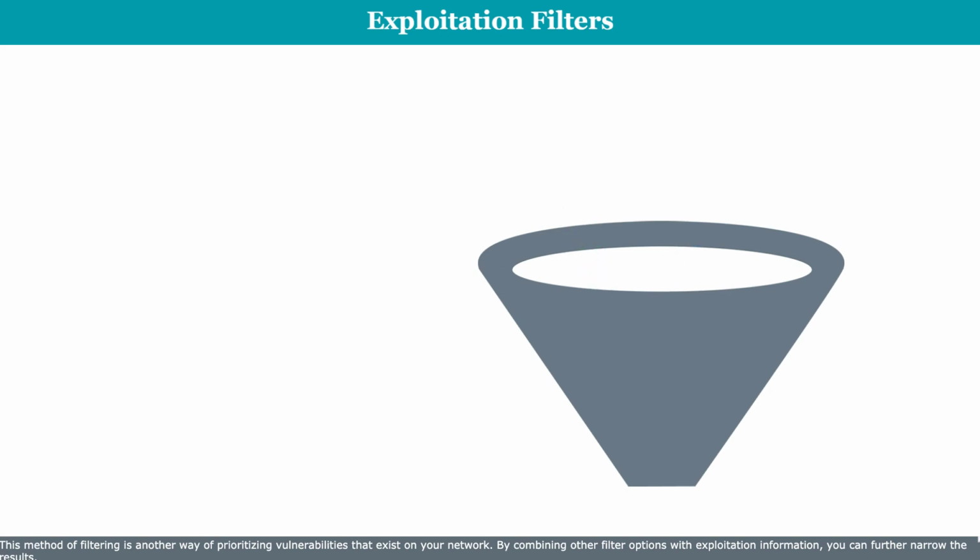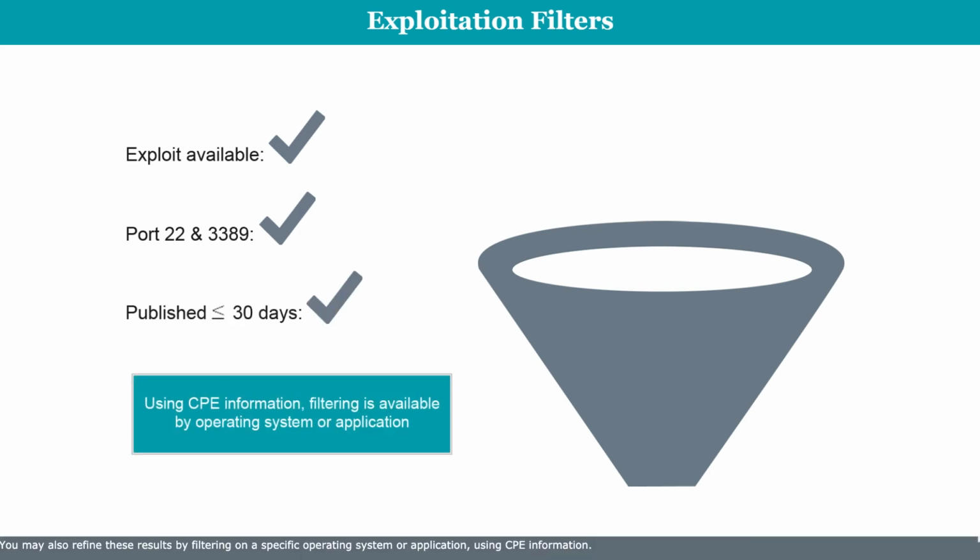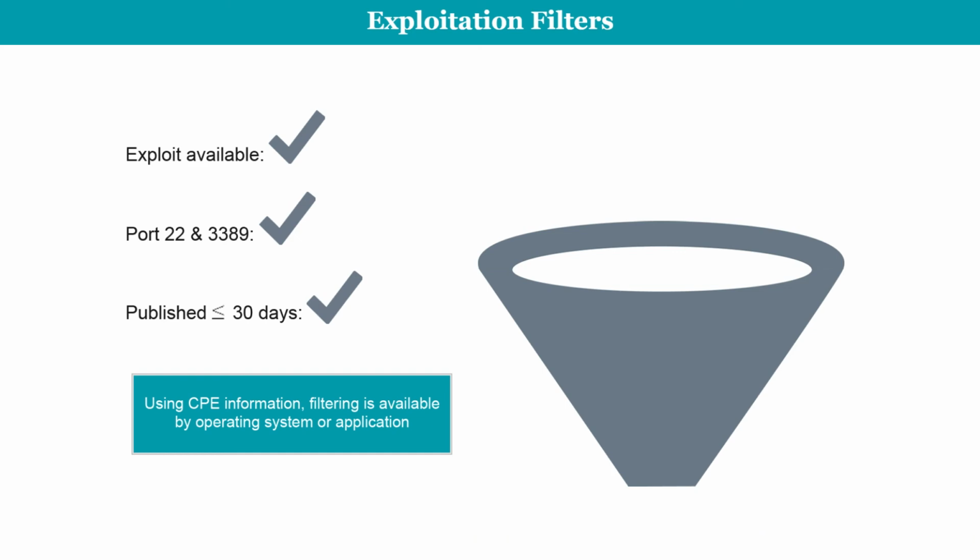By combining other filter options with exploitation information, you can further narrow the results. For example, you can create a filter for exploitable remote vulnerabilities on common or management ports that have been published within the past month. You may also refine these results by filtering on a specific operating system or application using CPE information.